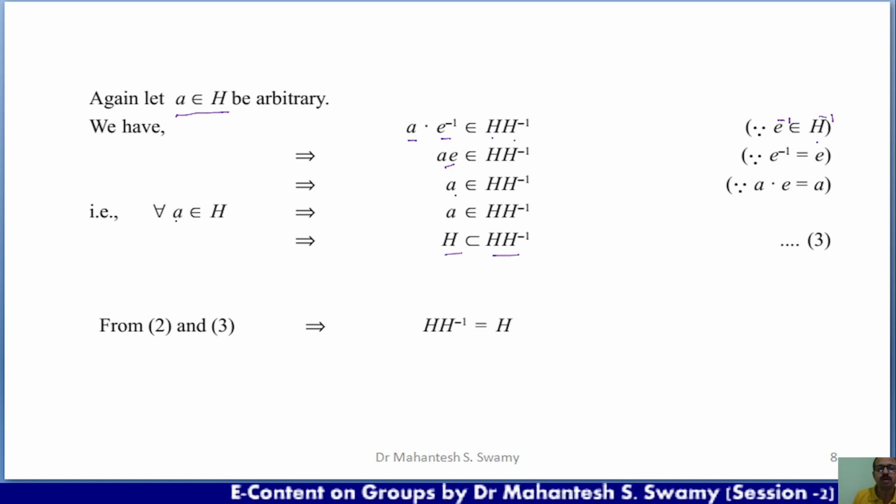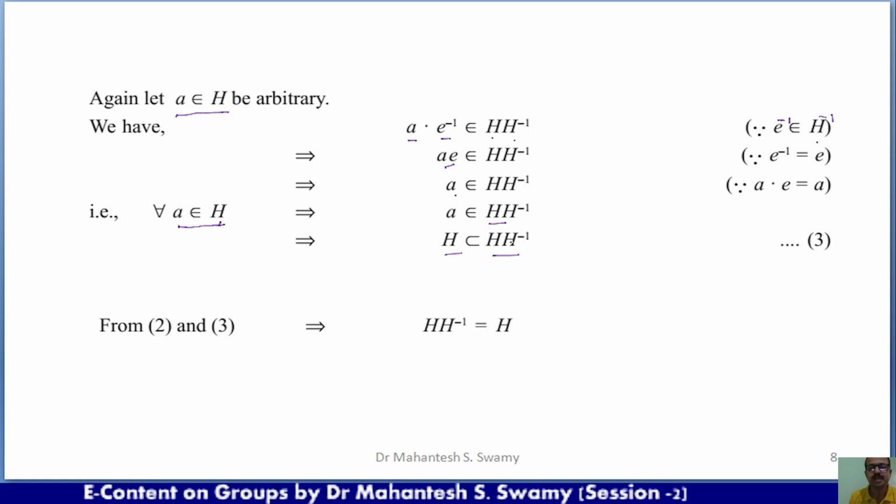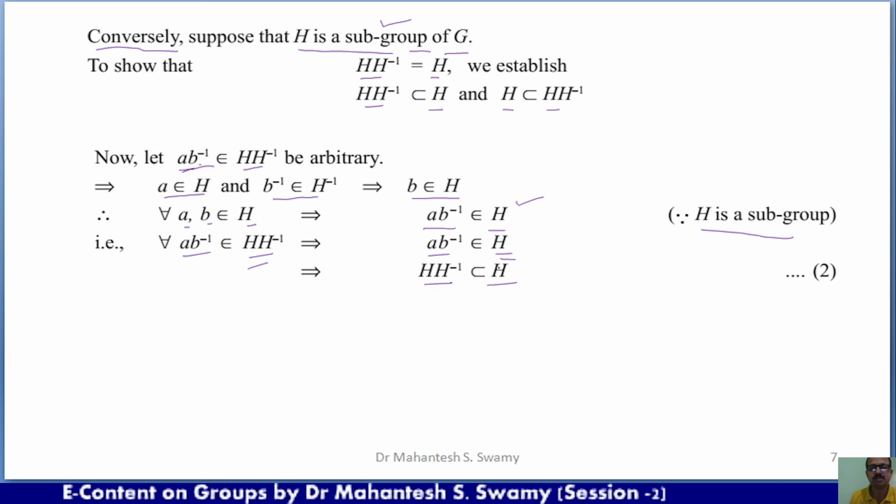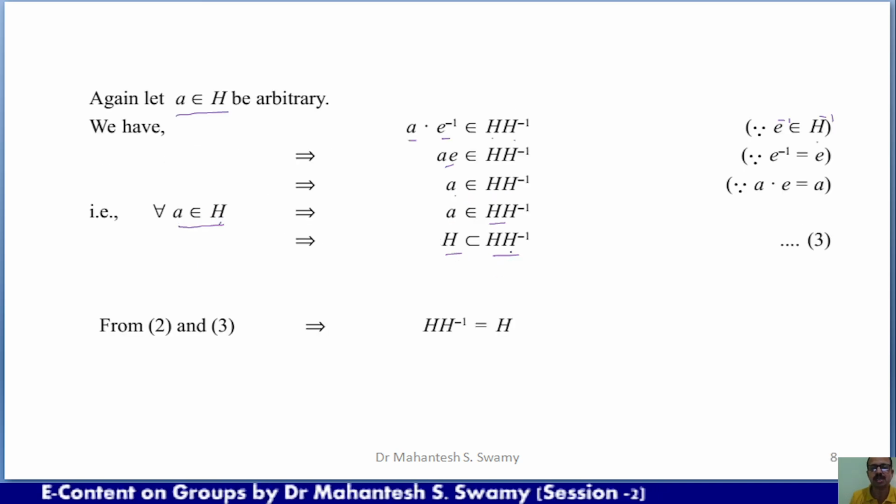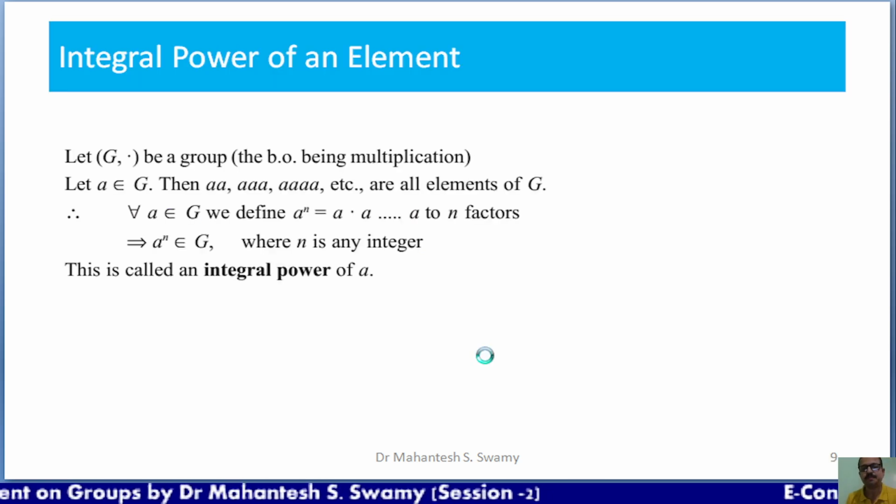So what have we proved? By choosing an element A from H arbitrarily, we proved that it is also in HH inverse. Therefore, every element of H is an element of HH inverse. Therefore, H is a subset of HH inverse. We proved in the previous slide the reverse part: HH inverse is a subset of H, and now we proved H is a subset of HH inverse. Therefore, we can conclude that HH inverse is equal to H. So this proves the theorem.